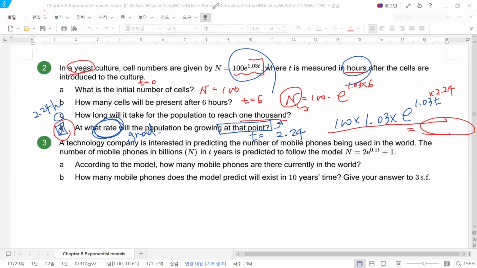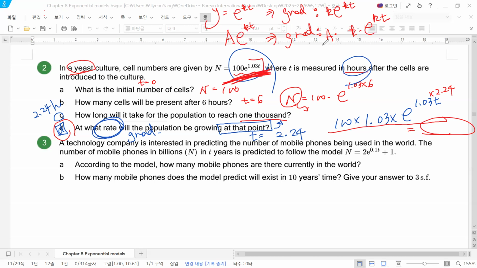So again, if y equals e to the power of kt, the gradient of this one is k times e to the power of kt, right? Since here there is an a multiplied in front, so a times e to the power of kt, its gradient should be a times k times e to the power of kt. Then from here, the value of a is 100, the value of k is 1.03, and e to the power of 1.03 times t. Do you understand? The t power is 2.24.